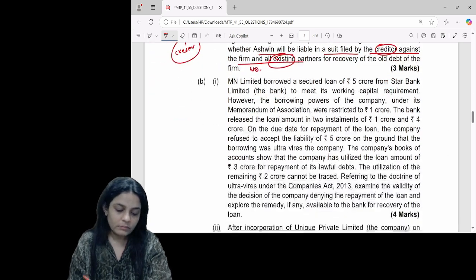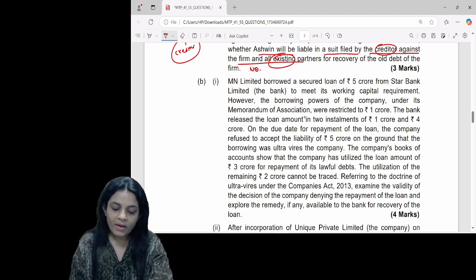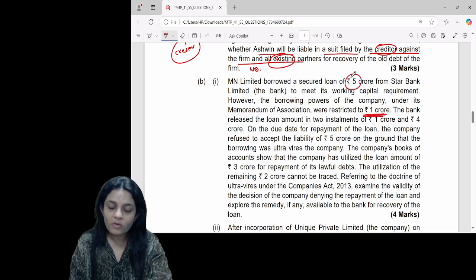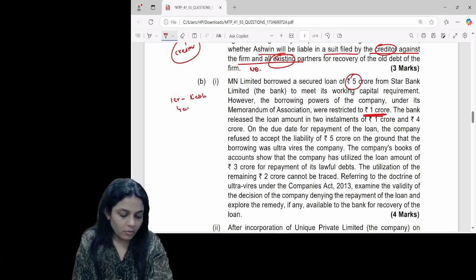MN Limited borrowed a secured loan of 5 crore from Star Bank to meet its working capital requirement. However, the borrowing powers were restricted to 1 crore. The bank released the loan. They have taken a loan of 5 crore, only 1 crore was allowed. So 1 crore they are liable to pay, 4 crore they are not liable to pay.